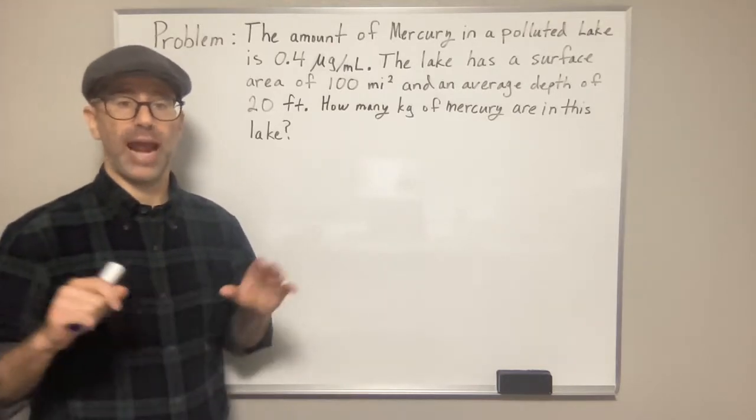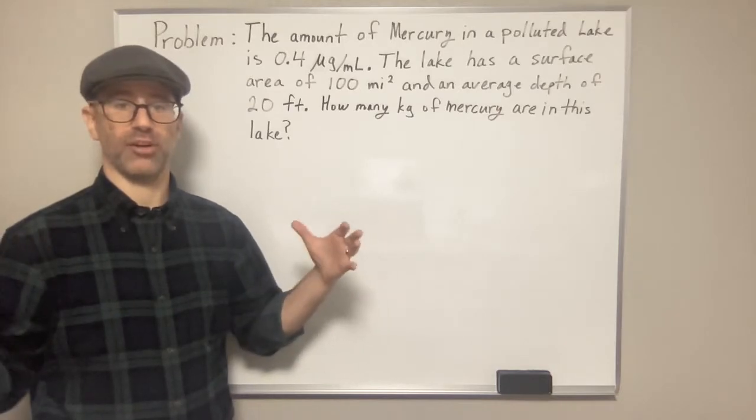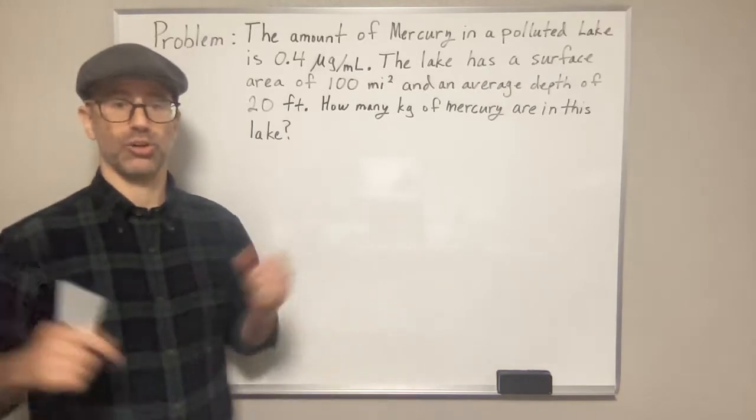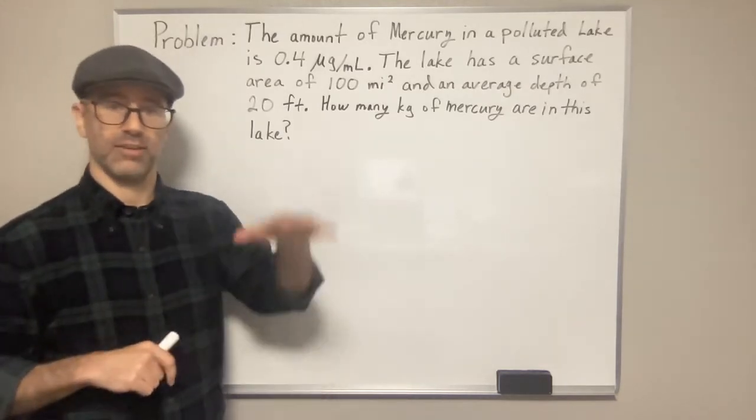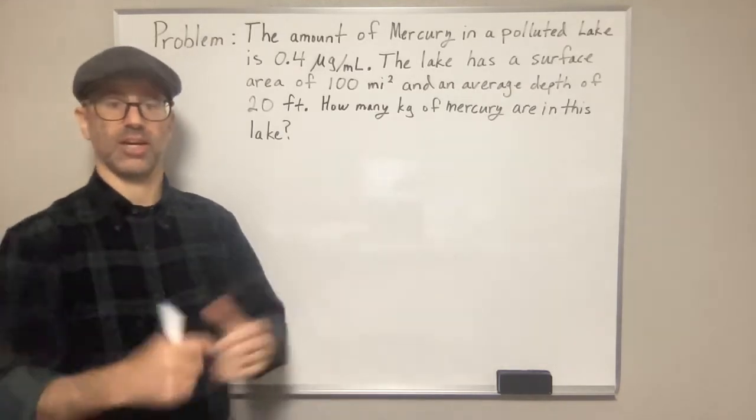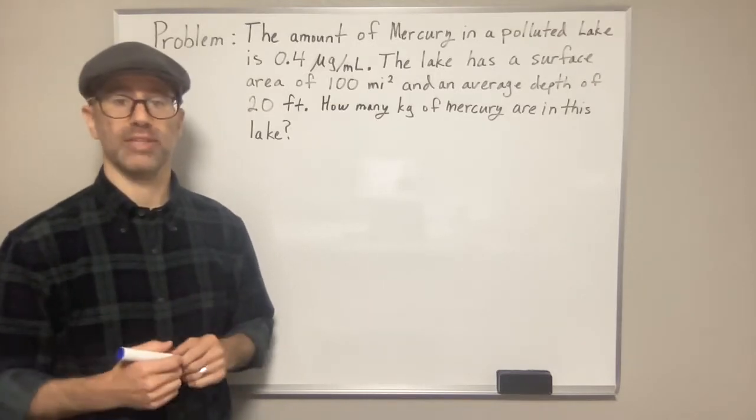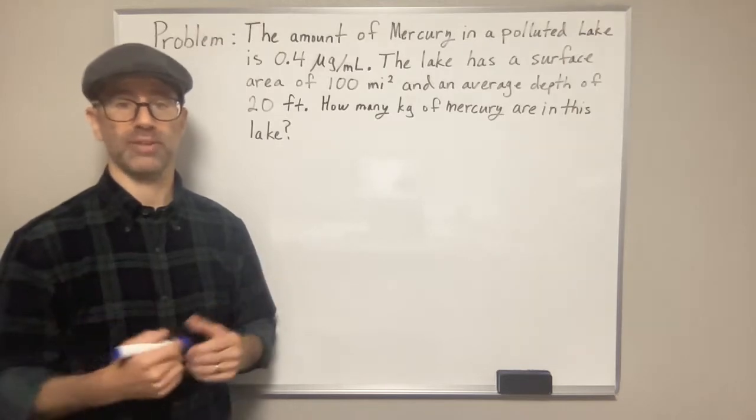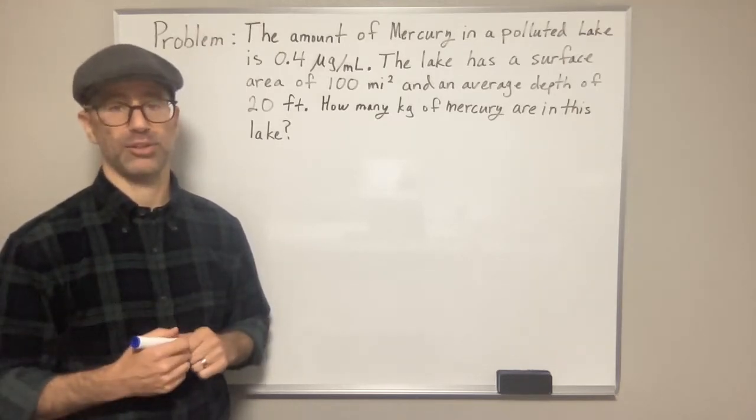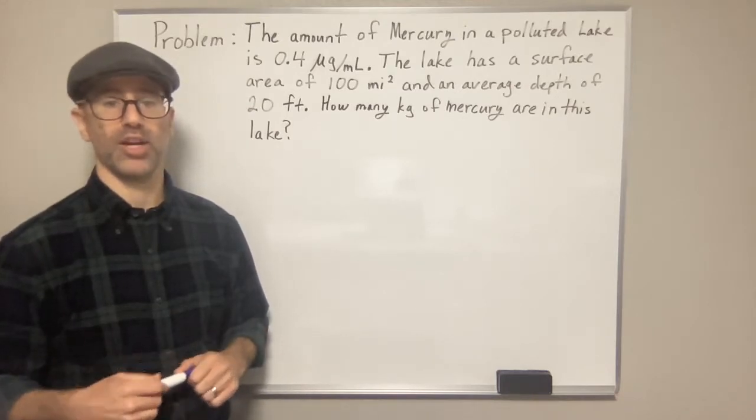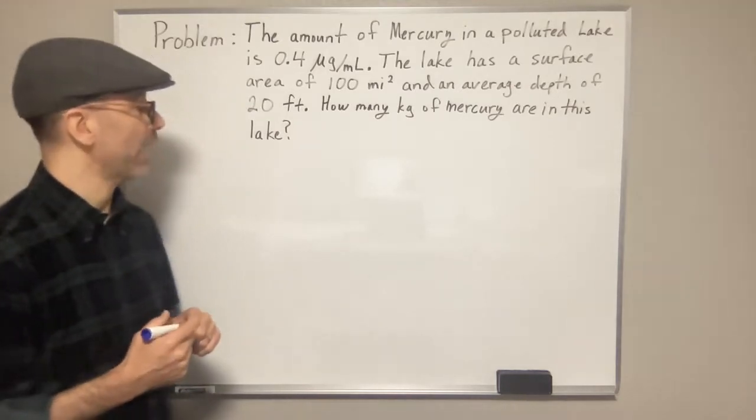The area is 100 miles squared, so we could think of that as a circle, and we could also think of it as 20 feet deep. So we can think of the lake as a cylinder, and use the volume of a cylinder to calculate the volume of this lake. Then we can use that to find the amount of mercury in the lake, and they want to know that in kilograms.